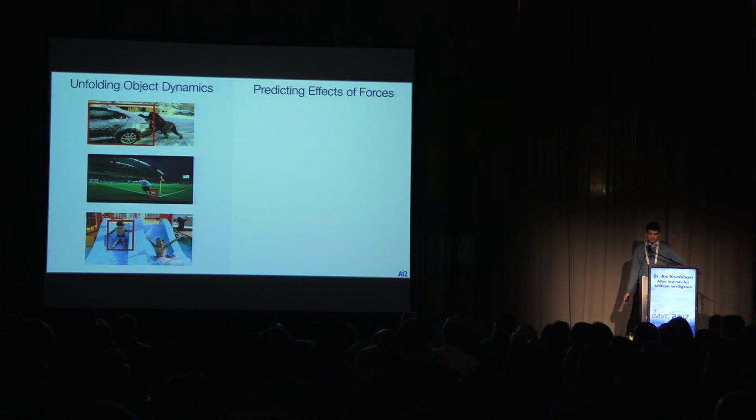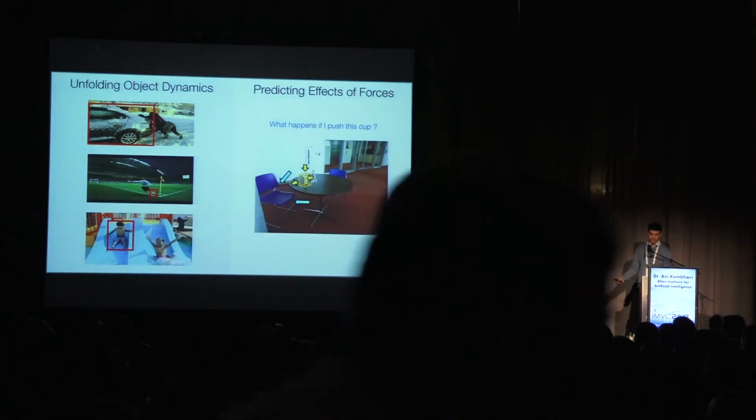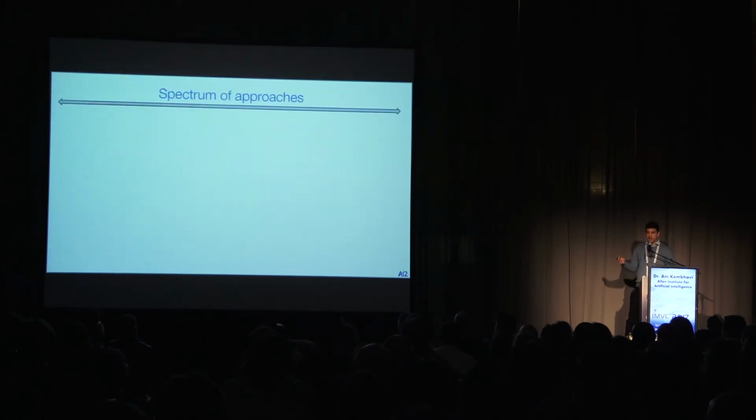Another thing that they are interested in is, if I have static objects, so I have a glass on the table, if I push it towards the right, where's it going to go? Well, it's going to go towards the center of the table. If I push it towards the left, it's going to fall down. What about the chair? If I push it to the right, it's not going to go anywhere because there's a wall. So how do you do this?